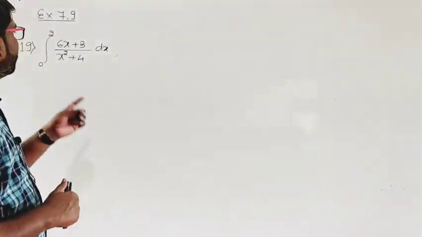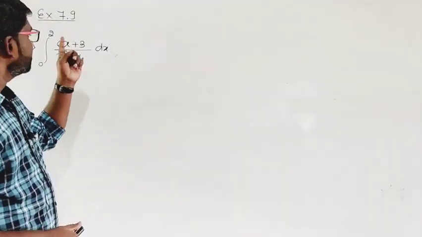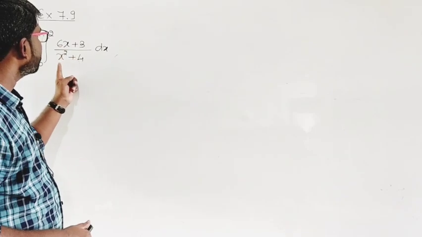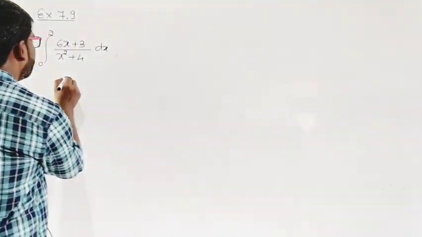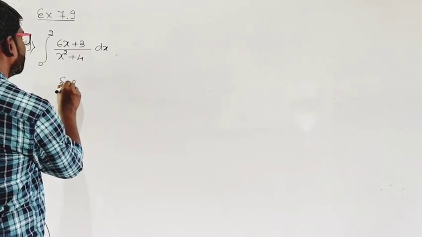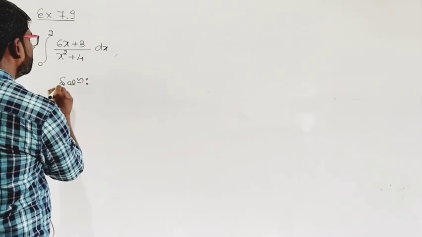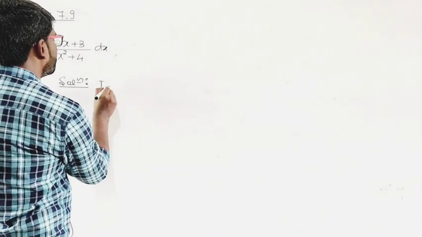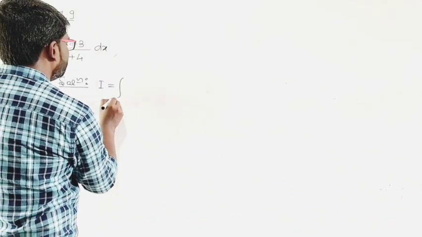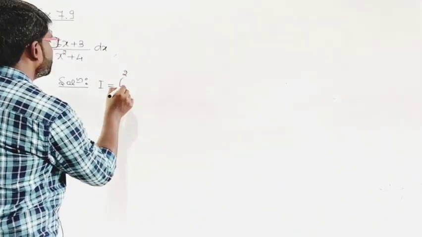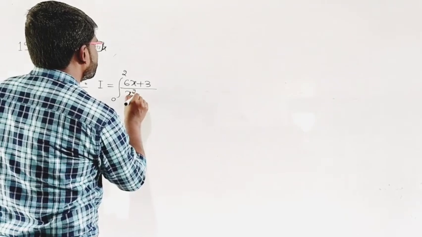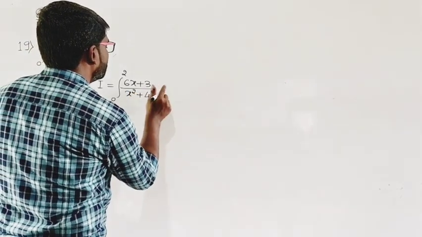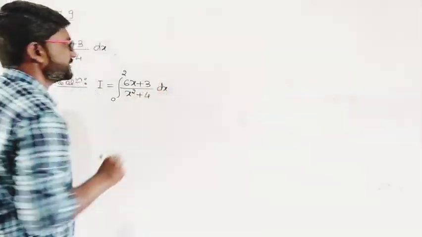The given question is the integral from 0 to 2 of (6x plus 3) divided by (x square plus 4) dx. Let us take this as I, which is equal to the integral from 0 to 2 of (6x plus 3) divided by (x square plus 4) dx.